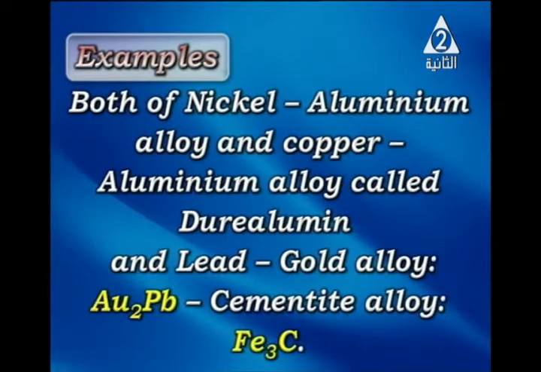For example, nickel aluminum alloy and copper aluminum alloy that is called duralumin, and also another example, lead gold alloy that has the chemical formula Au2BP, and the third one is cementite alloy that has the chemical formula Fe3C.